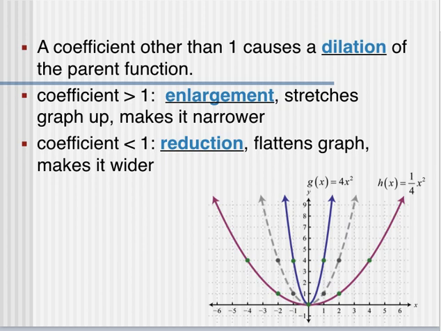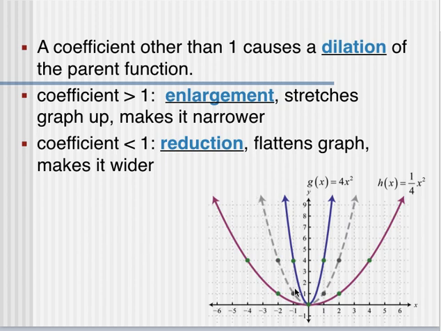Having a number in front of your equation, a coefficient other than 1, causes a dilation of the parent function. And that coefficient is essentially your scale factor. If a coefficient is bigger than 1, it's an enlargement. It stretches your graph up and makes it narrower. If your coefficient is less than 1, it's a reduction. It flattens the graph and makes it wider and shorter. So here's a quick example of that.